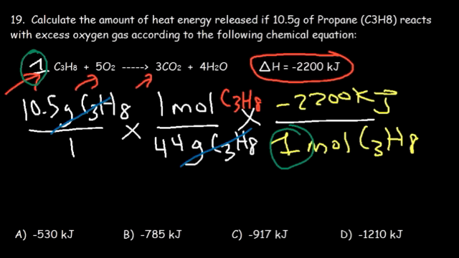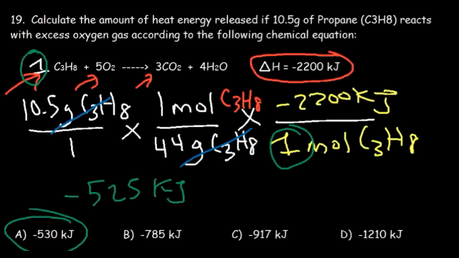So now we just got to plug it in. So it's going to be 10.5 divided by 44 times 2200. So the answer that I got is 525 kilojoules. And it's negative. So the answer is answer choice A. Now granted, if I were to use exact numbers, like carbon is really 12.01, the answer would be closer to 530. But if you use rounded values, you can still get the right answer if the choices are not too close to each other. So that's what you've got to do for this problem.